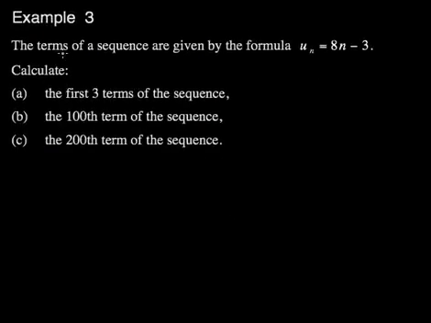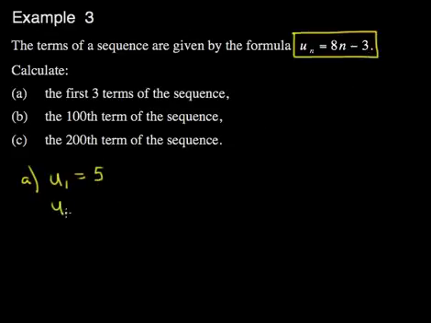In the last example of the first set, it's asking for the first 3 terms of this sequence. And I'm sure we could work out a pattern for this quite quickly. So for U1, which is the first term, that's going to be replacing the n with a 1, so it'd be 8 minus 3, which is 5. U2 would be replacing the n with a 2, so that would be 16 minus 3 is 13. And U3 would be replacing the n with a 3, and then removing 3 from 24 to give 21.